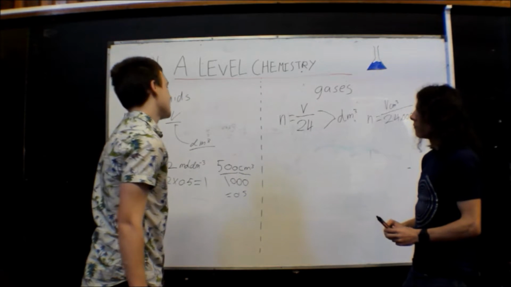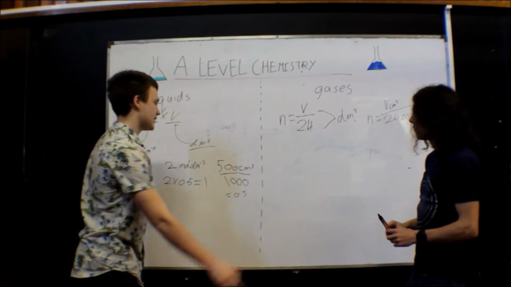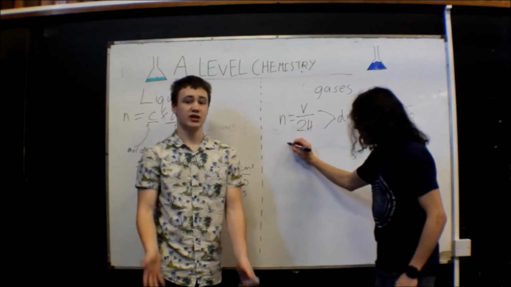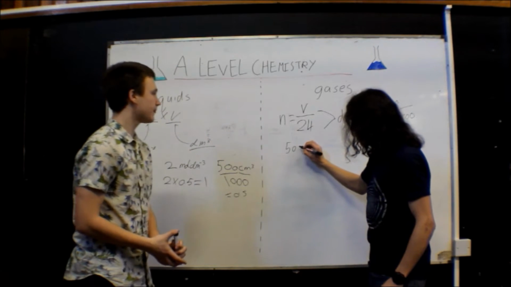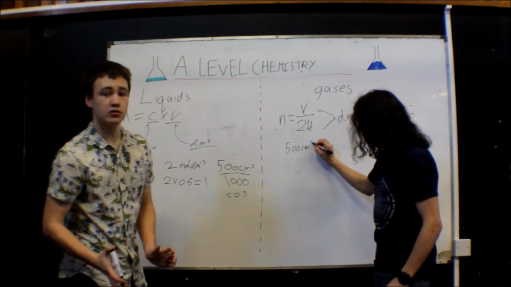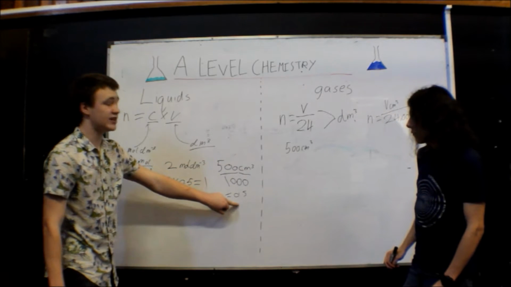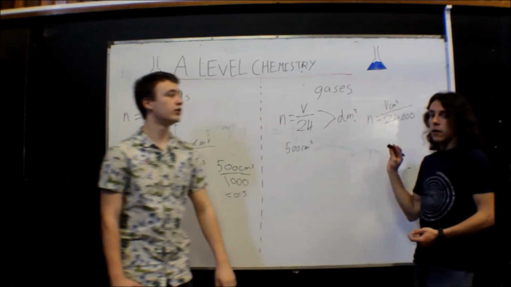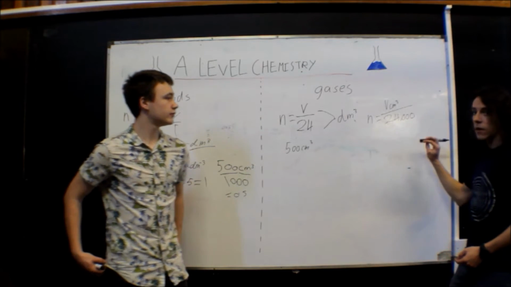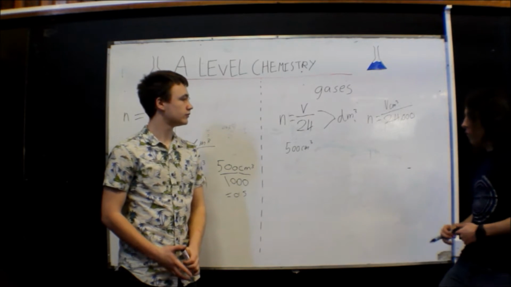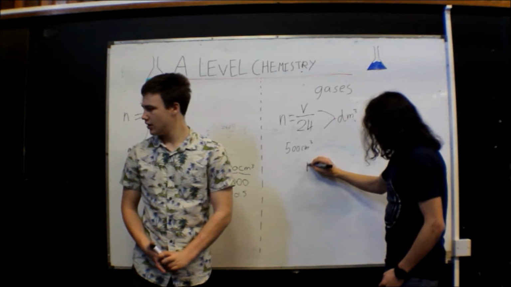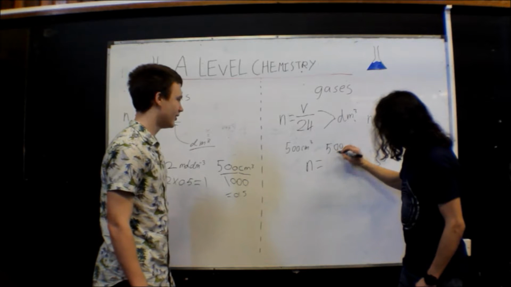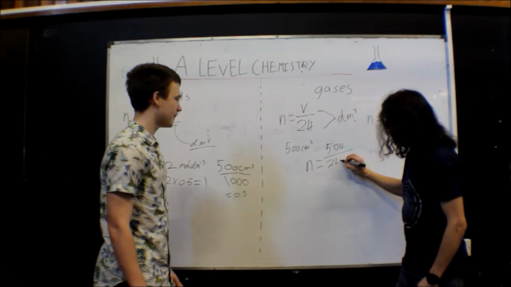So let's say for hydrogen gas, 500 centimeters cubed of this gas was given off in a reaction. Now it's in centimeters cubed. We can do what we did here and convert it into decimeters cubed and divide by 24, or we could put the volume over 24,000. I'll go through this one because we've done the other one before. Yeah, I think that's a good idea. 500 over 24,000.